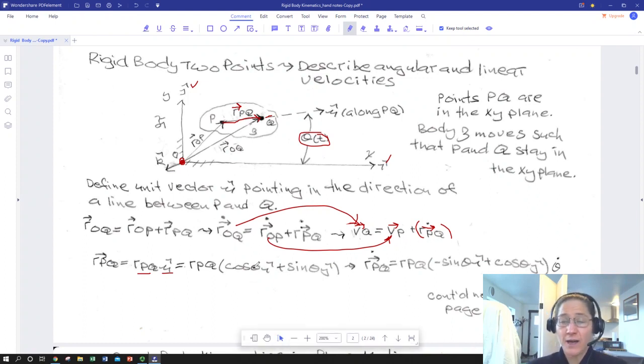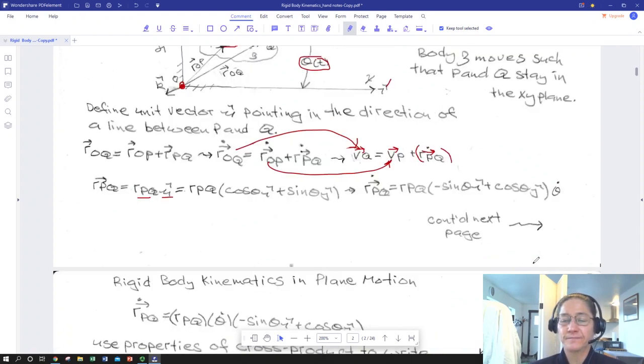But the angle might change. Let's take the first time derivative of cosine theta. We'll get negative sine theta times d theta dt, which we got over here. First time derivative of sine theta with respect to t, time derivative. We get cosine theta, and again, d theta dt, which we've factored out.